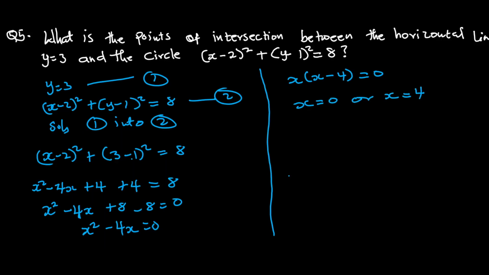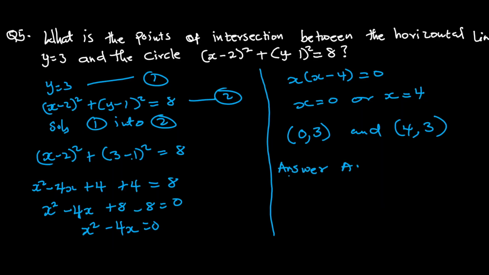Right, and ideally, if you get x values, you go and substitute them in equation 1 to get the y values. But here is the case, we don't have any x in the first equation, so automatically our points of intersection will be, for x equal to 0, we have (0, 3), and then when x is 4, y is also what? 3. So these are the points of intersection for our question 5. So the answer is A.